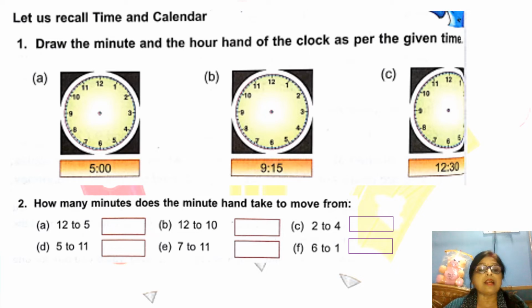Students, now we start the class. Here a question is given. First, draw the minute hand and the hour hand of the clock as per the given time. Here the time is given, that is 5 o'clock, and you have to draw the minute hand and hour hand to show the time.